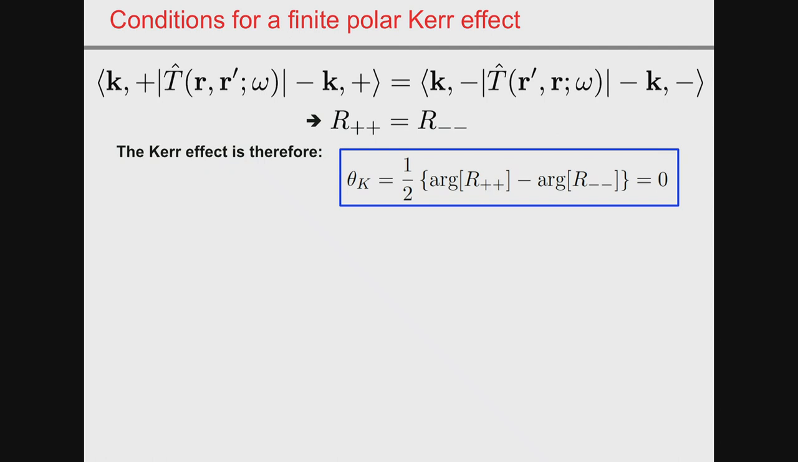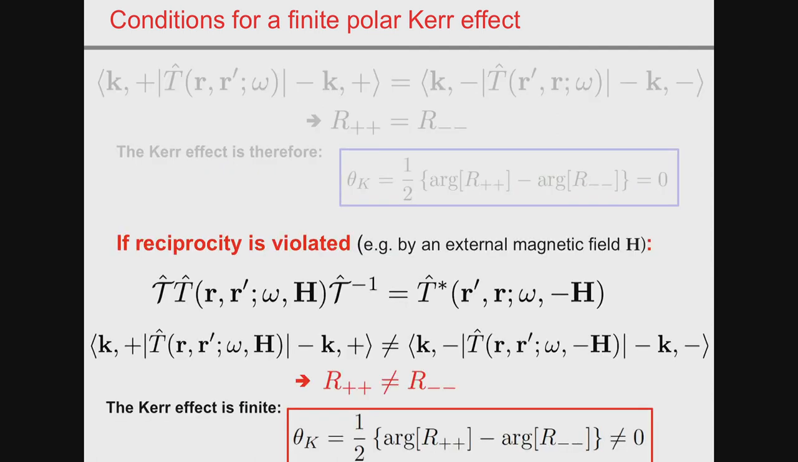We started with a Kerr angle as a consequence of time reverse asymmetry breaking. And then we discovered that there are materials that have different dielectric constants, different indices of refraction, for right and left circularly polarized light. And then we were puzzled whether they will or not produce Kerr effect. Well, they will not. Because when time reverse asymmetry is preserved, Kerr effect is identically zero.